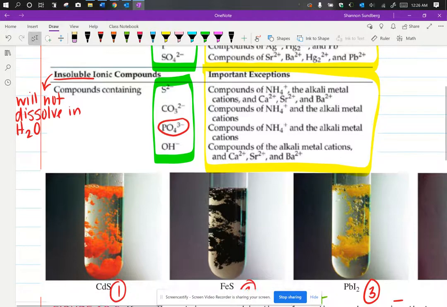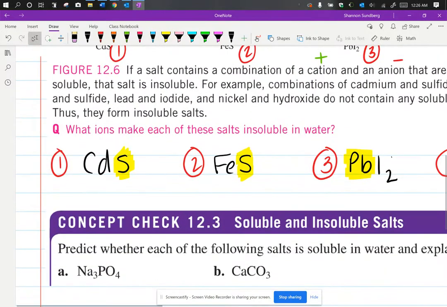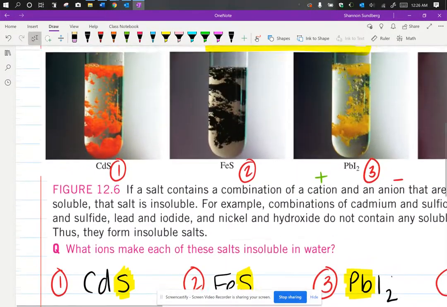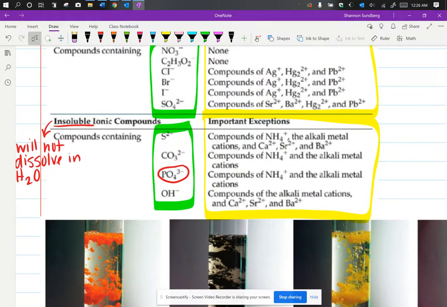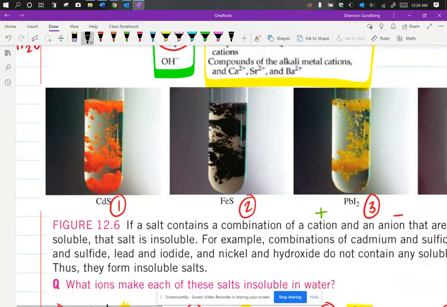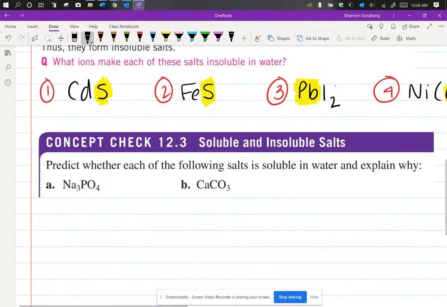Well, hang on a second. What are we talking about down here? We're talking about Na, which happens to be an alkali metal cation. So this substance is no longer insoluble because Na is an alkali metal. That changes this substance from being insoluble to soluble. Okay, so it says predict whether it's soluble or insoluble. This is soluble.